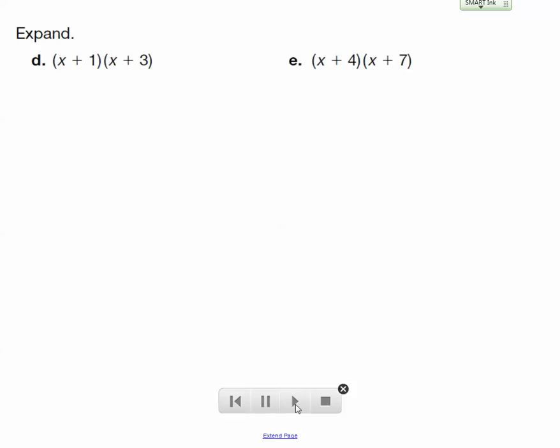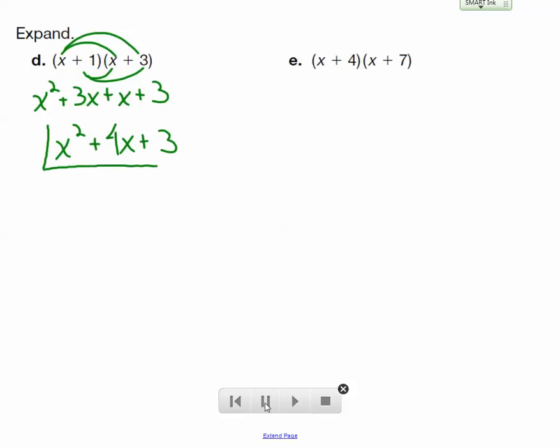In other words, you multiply the first terms together. X times x is x squared. And then the outer terms together. X times 3 is 3x. And then the inner terms together. 1 times x is x. And then the last terms together. 1 times 3 is 3. I kind of like to refer to it as distributive property twice. Double distributive property. That's why it works. X squared plus 4x plus 3 after we combine like terms.